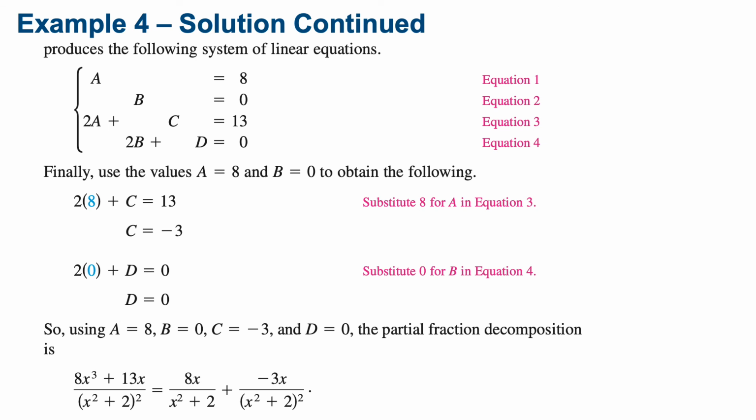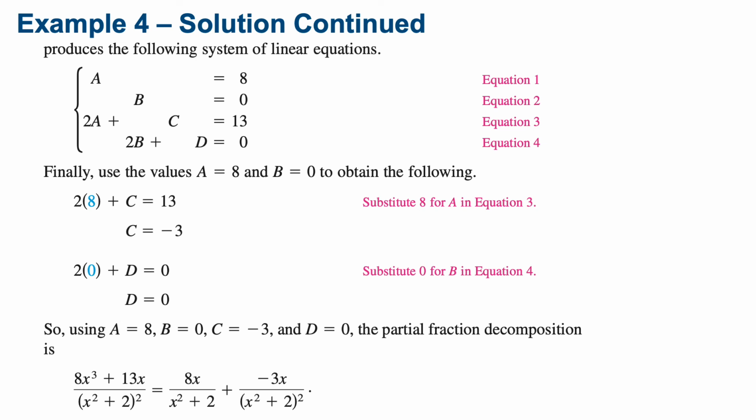b is equal to 0, done. Now we just have 2a plus c is equal to 13. Hold up, we already have a, it's 8, so I'm going to plug that in there and solve for c. And then we know that b is 0, so we're going to plug that in here, and of course we're going to get d from that. Here it is written out: 8 plus c is equal to 13, subtract 8 from both sides, you get c is equal to 5. And then plugging in 0 into the fourth equation, you would get 2 times 0 plus d is 0, therefore d is equal to 0.